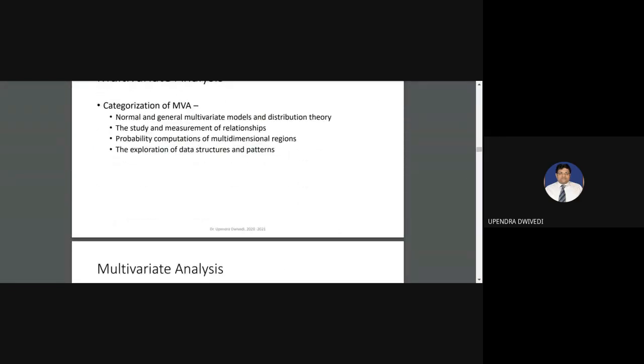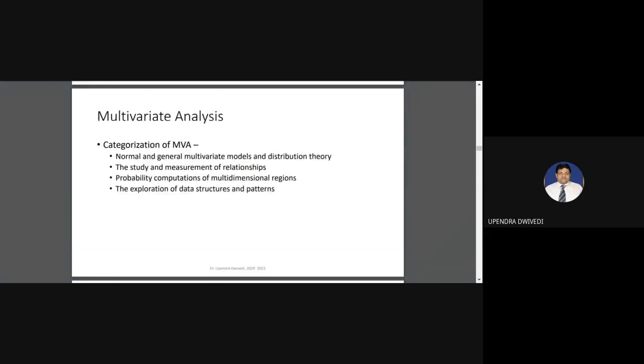Now let us discuss the categories of multivariate analysis. The categories can be normal and general multivariate models and distribution theory. You can have a normal multivariate analysis. You can create a more abstract multivariate model which can be applied to multiple problems, or which can deal with multiple domains of the same problem, and you can also apply the distribution.